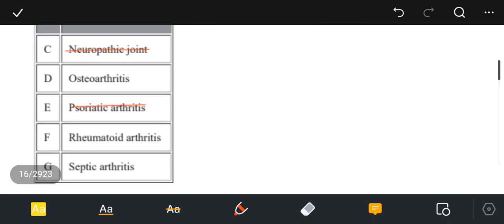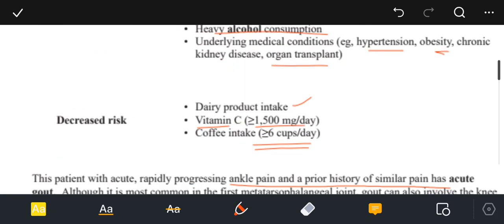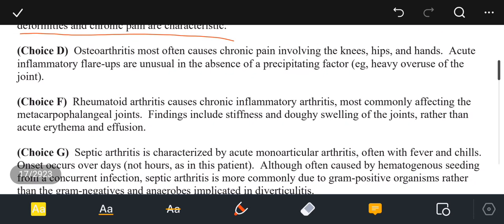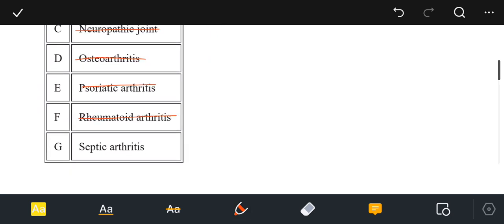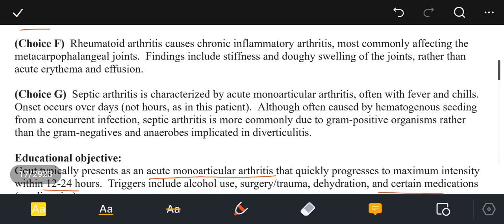Choice D, that is osteoarthritis. It was not the option of choice because osteoarthritis most often causes chronic pain involving the knees, hips, and hands. Acute inflammatory flare-ups are unusual in the absence of precipitating factors like heavy overuse of the joint. Choice F, that is rheumatoid arthritis. It was not the option of choice because rheumatoid arthritis can cause chronic inflammatory arthritis, most commonly affecting the metacarpophalangeal joints. Findings include stiffness and doughy swelling of the joints rather than acute erythema and effusion.